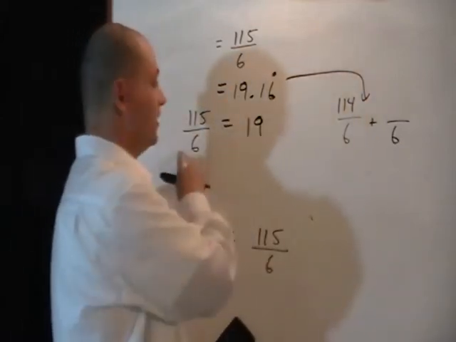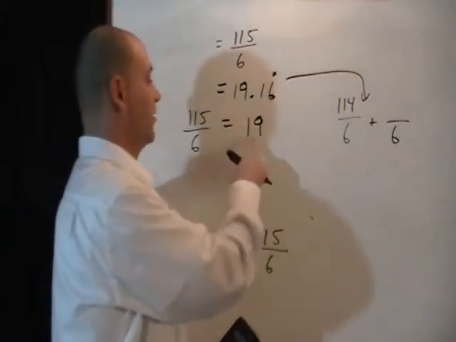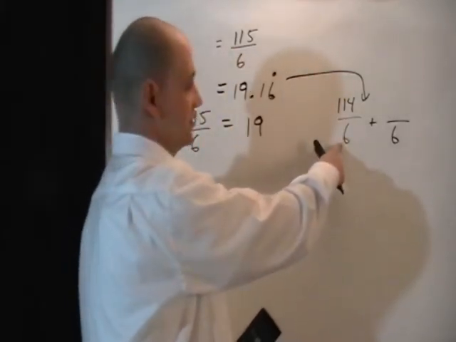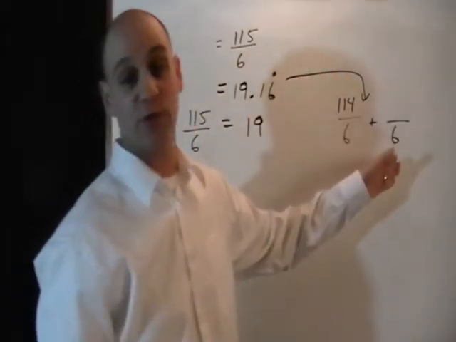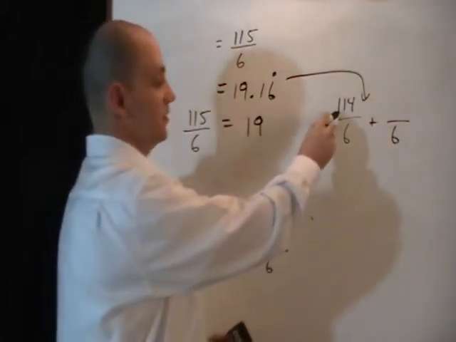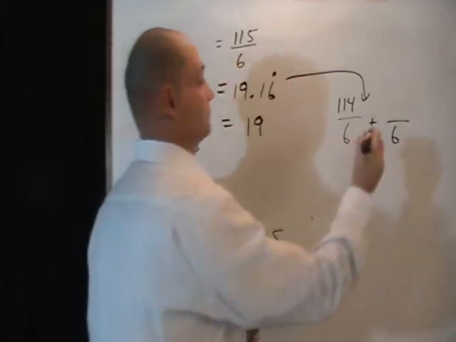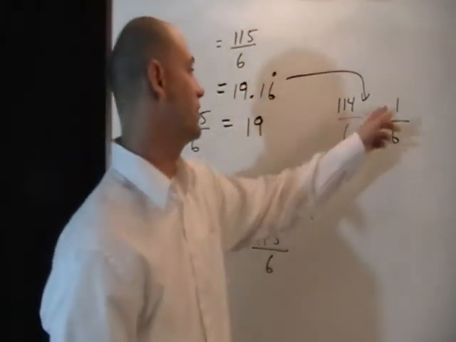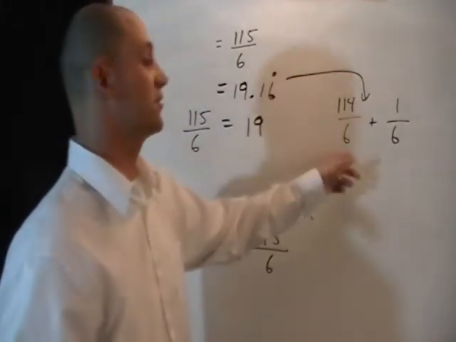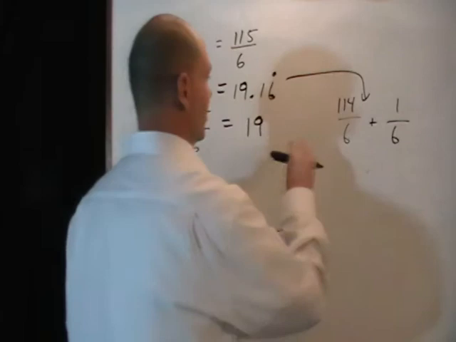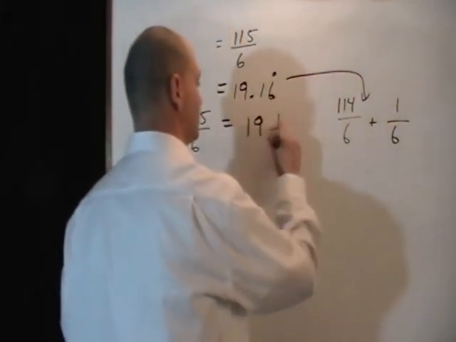Well, if we need 115 divided by 6, and the 19 is already giving us 114 divided by 6, how many more 6's do we need? And the way to get that is to just simply take 115, take away 114, and you get 1. Okay, and you can see that this makes sense. 114 plus 1 is 115 over 6. And that's how you add up fractions. So we know the answer is going to be 19 and 1/6.